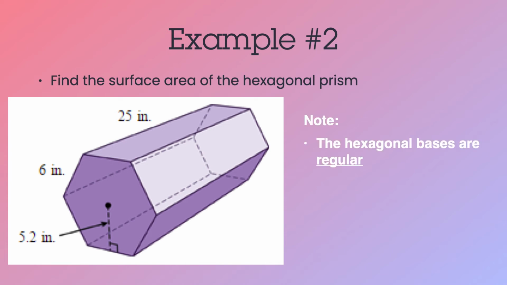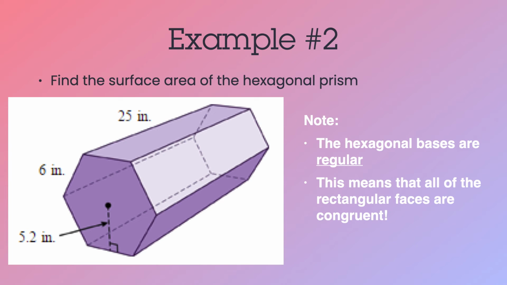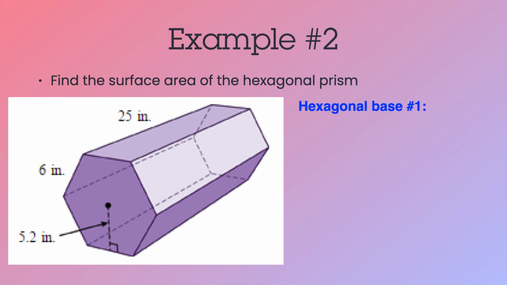So notice that the hexagonal bases are regular, which means that all of the rectangular faces are congruent, because that distance, that length between the bases, is always going to be the same. And since the sides of the hexagon are the same, that means the width of all those rectangles are also the same, and we're going to use that as kind of a shortcut. So let's get started with finding the area of the first hexagonal base.